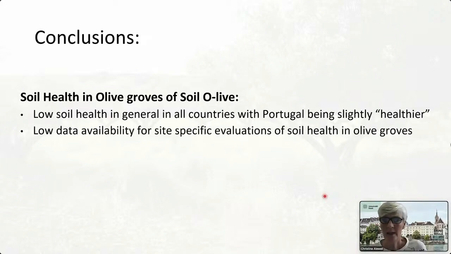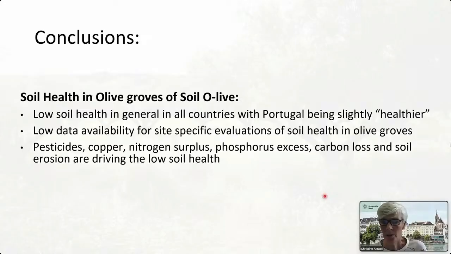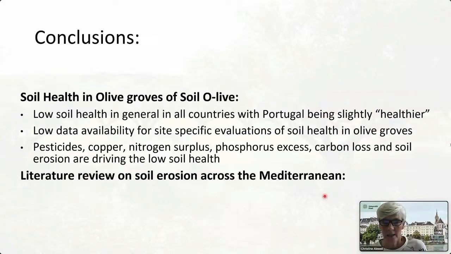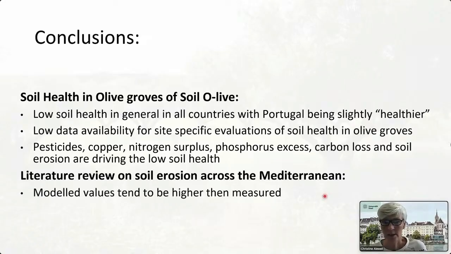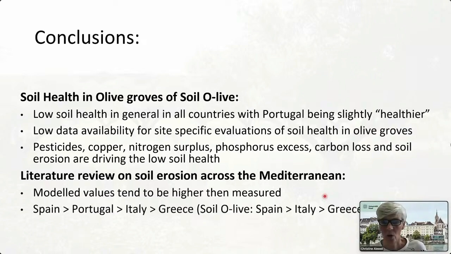However, we have a low data availability for site-specific evaluation. So there we need to improve. Pesticides, copper, nitrogen surplus, phosphorus excess, carbon loss, and soil erosion are driving the low soil health. And the literature review on soil erosion across the Mediterranean showed that modeled values tend to be a bit higher than measured, but not overall. We had Spain having the highest values compared to Portugal, Italy, and Greece.